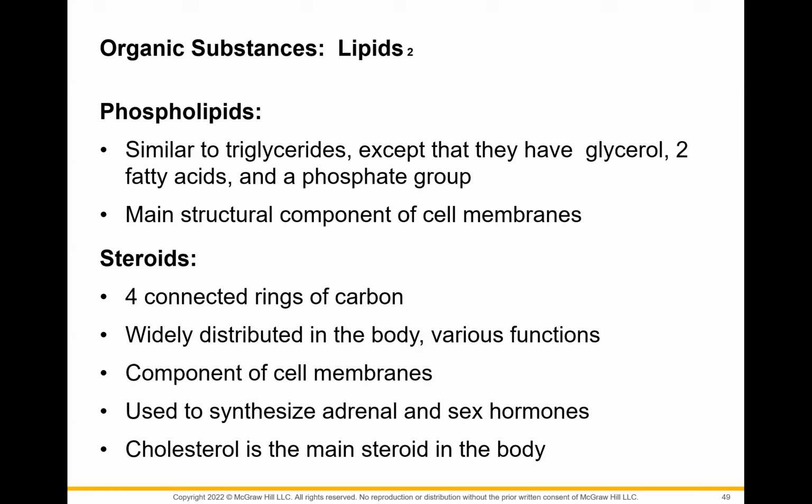We'll talk way more about phospholipids coming up in the next chapter when we start talking about cells. So be prepared. Phospholipids will come back for sure.